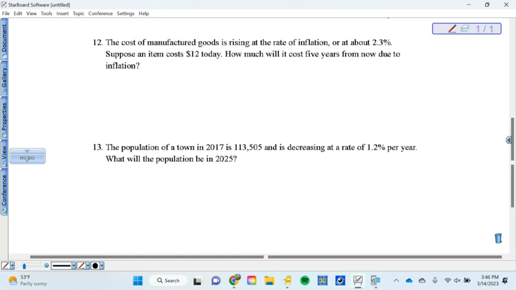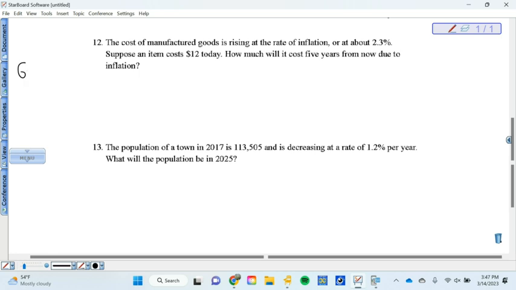Okay, and then number 12 and number 13, again, are really similar to problems that you'll see tomorrow. These are our growth and decay problems, just like these ones. First thing we want to do is read through the problem and identify whether it is growth or decay. Number 12 says the cost of manufactured goods is rising at the rate of inflation, about 2.3%. Suppose an item costs $12 today. How much is it going to cost in 5 years? So is this growth or is this decay? Growth.